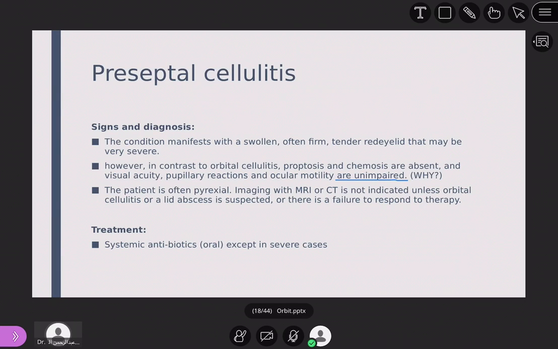Meaning everything is normal here. Visual acuity is normal, pupillary reaction is normal, ocular motility is normal. Why? Because it is extraocular, extra-orbit. It's not in the orbit.